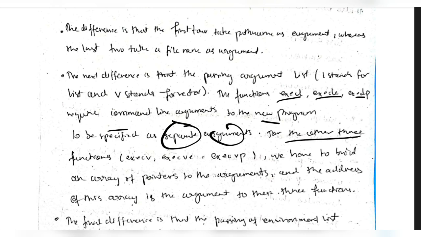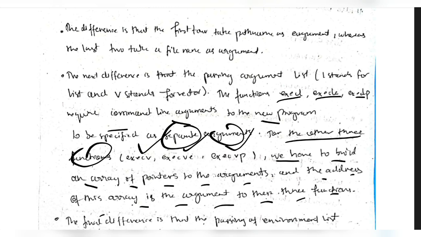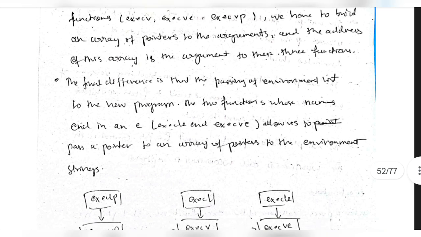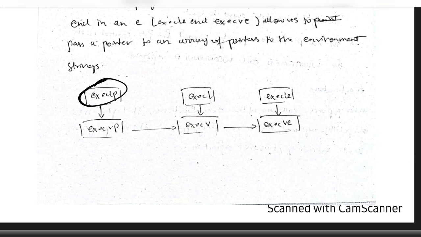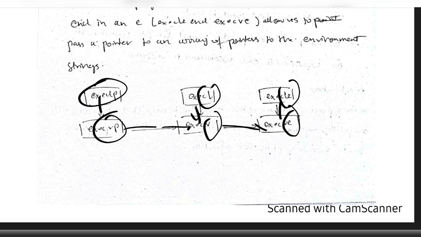For the other three functions, execv, execve, and execvp, we have to build an array of pointers to the arguments, and the address of this array is the argument to these functions. The final difference is in passing the environment list to the new program. The two functions whose names end with e allow us to pass a pointer to an array of pointers to environment strings. This is the diagram you have to make: execlp, vp, l, v, le, and ve are interconnected with each other as shown in the diagram.